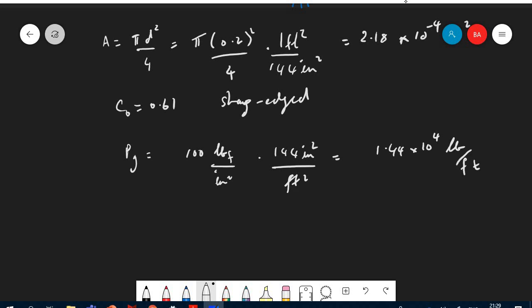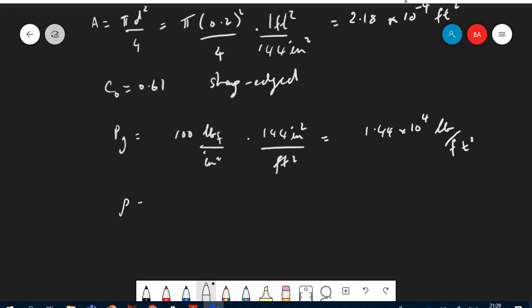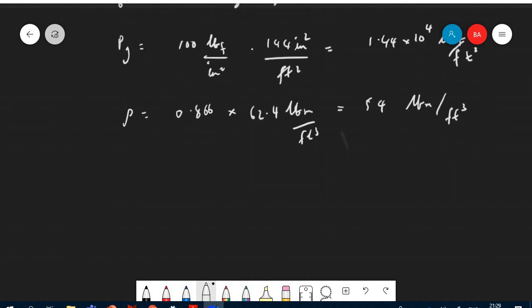What else do I have here? I have the density, right? Density, which is 0.866. I'm going to multiply this by 62.4, pound mass per feet cube, and this is going to be 54 pound mass per feet cube. So what I need to do now is to substitute.